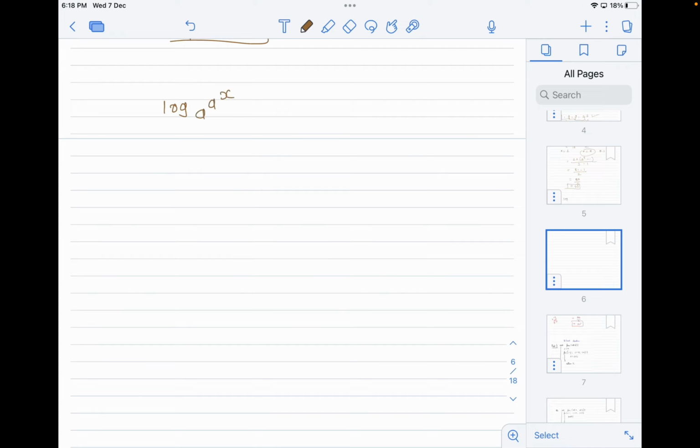A raised to x is equal to what? This is x. And suppose log of 2 raised to 8 is nothing but 3. Got it? This you know.